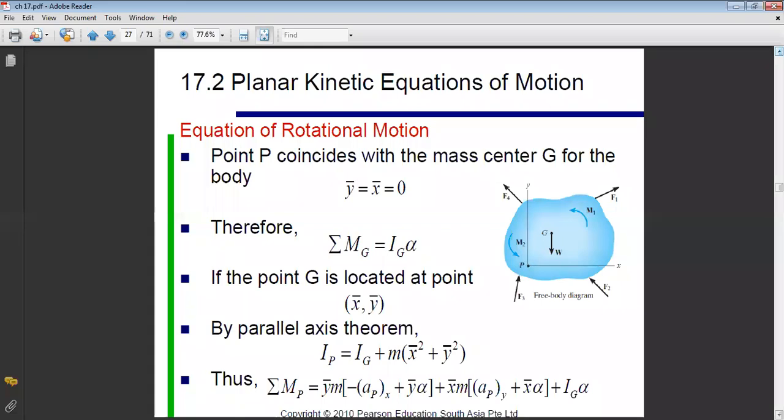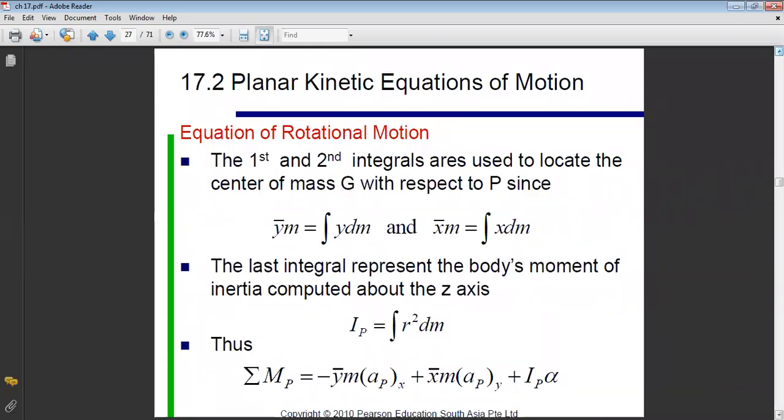Okay, look, my purpose is to express the sum of moments about P as a function of the acceleration of G and IG. I don't want to express it as a function of AP, okay? So I will go back to my previous relation. My previous relation is sum of moments about P is minus Y bar M APX plus X bar M APY plus IP alpha. Now I want to find a relation not a function of the acceleration of P, but a function of the acceleration of G, and not a function of IP, but a function of IG. This is what I want to do.